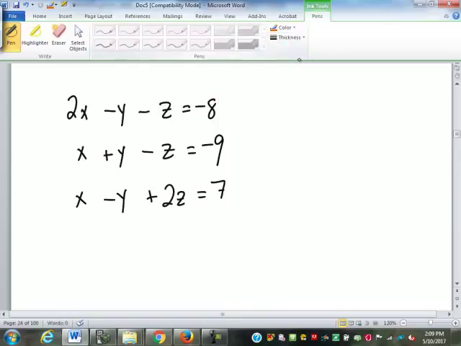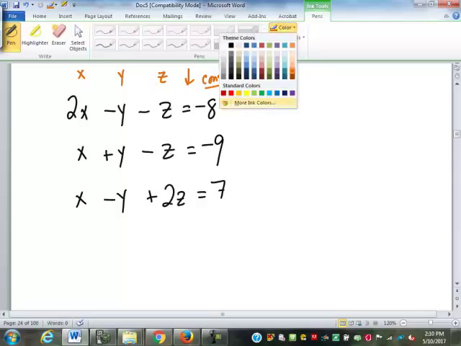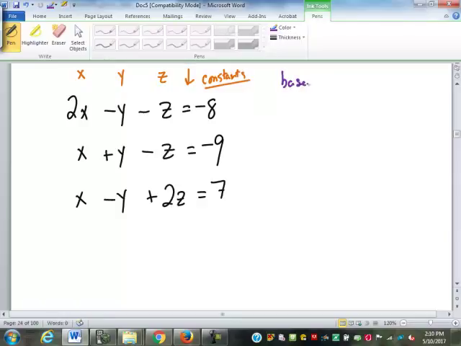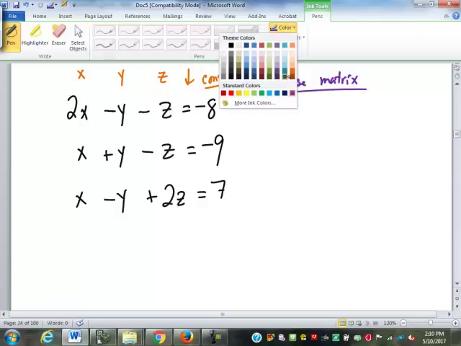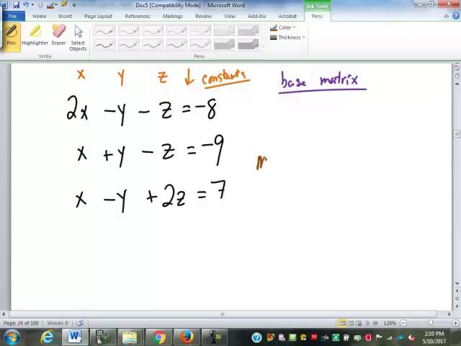Just like with elimination, we have these lined up. We have all the x's, all the y's, all the z's, the equal sign, and then here's our constants. Our base matrix here, because there's 3 variables, is going to have the column of the x coefficients. Now, there's a lot of blanks here, so we're going to have to fill in a lot of 1s.